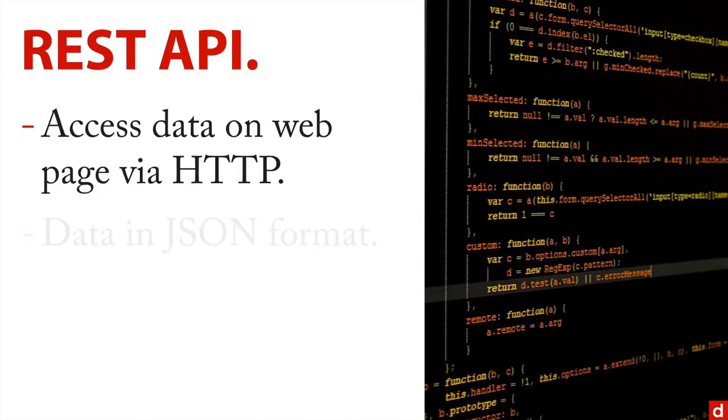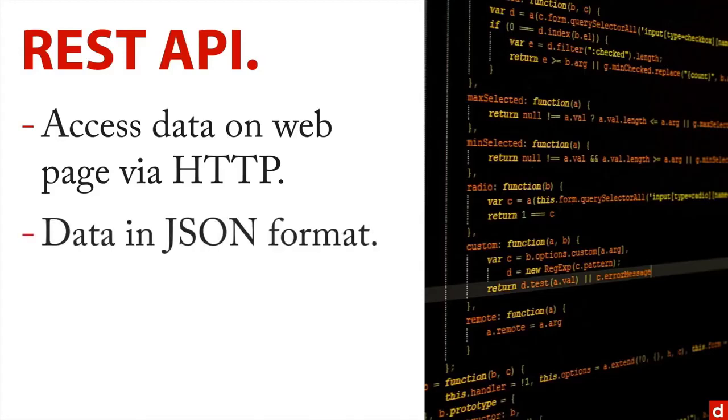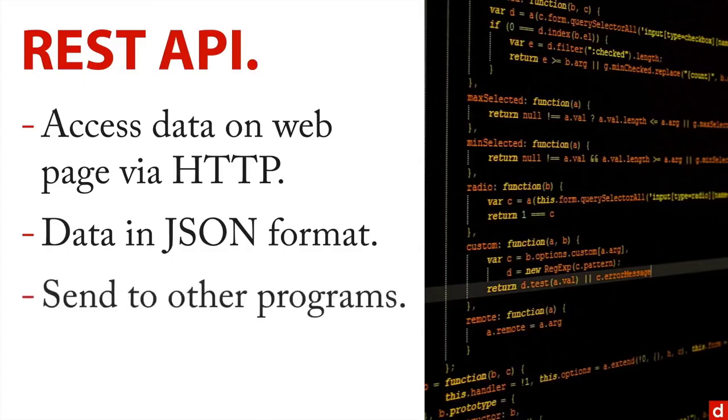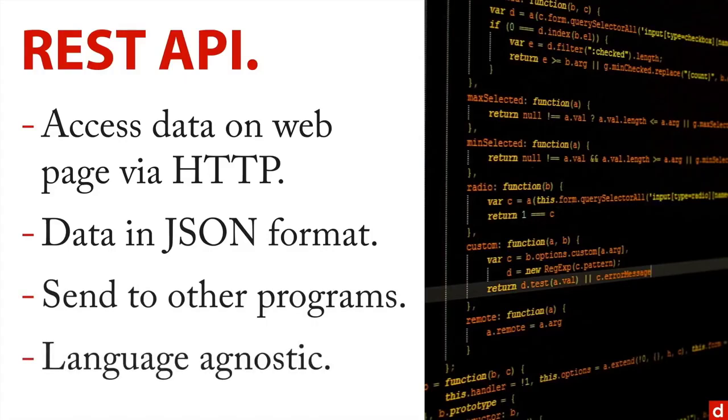And when you download the data, you usually get it in JSON format. That stands for JavaScript Object Notation. The nice thing about that is that it's human readable, but it's even better for machines. Then you can take that information and you can send it directly to other programs. And the nice thing about REST APIs is that they're what's called language agnostic, meaning any programming language can call a REST API, can get data from the web, and can do whatever it needs to with it.